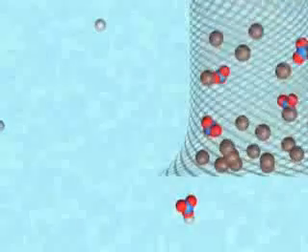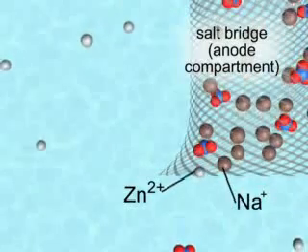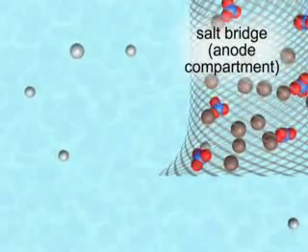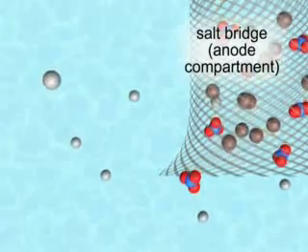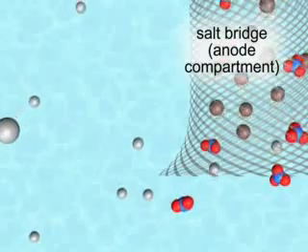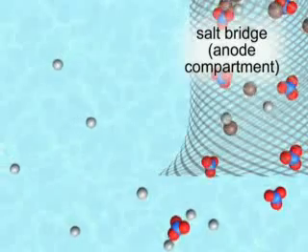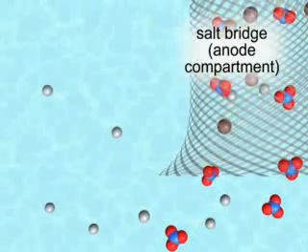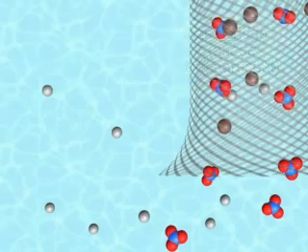The non-reactive sodium and nitrate ions of the salt bridge prevent the buildup of charge that would occur as zinc ions enter the anode solution and copper 2 ions leave the cathode solution. Such a charge buildup would halt cell operation. In the anode compartment, nitrate ions leave the salt bridge to balance the gain of positive charge as zinc ions enter the solution. Some zinc ions also enter the salt bridge.